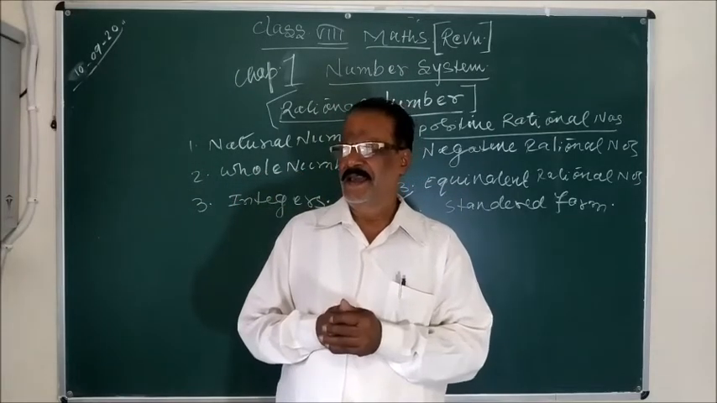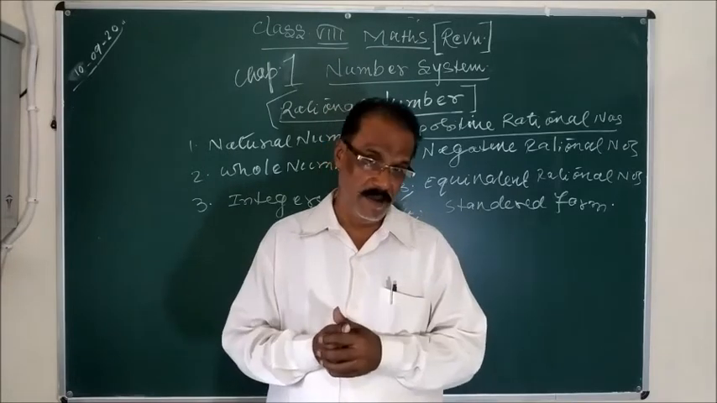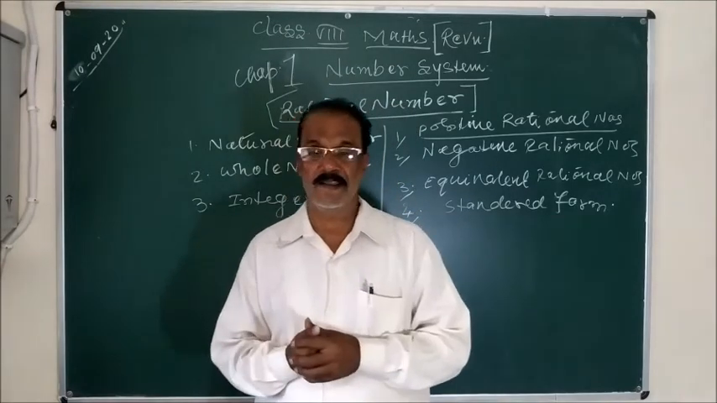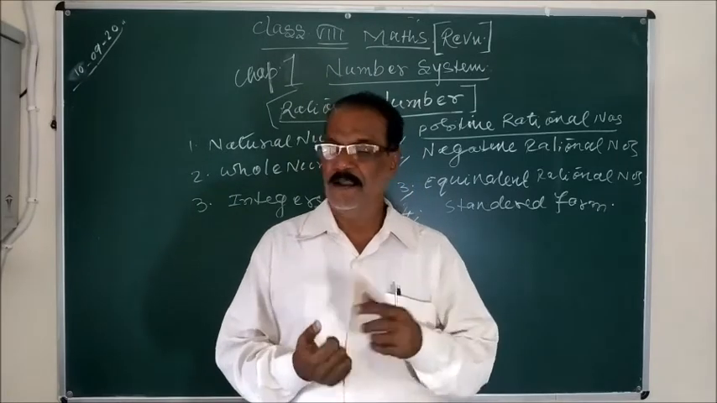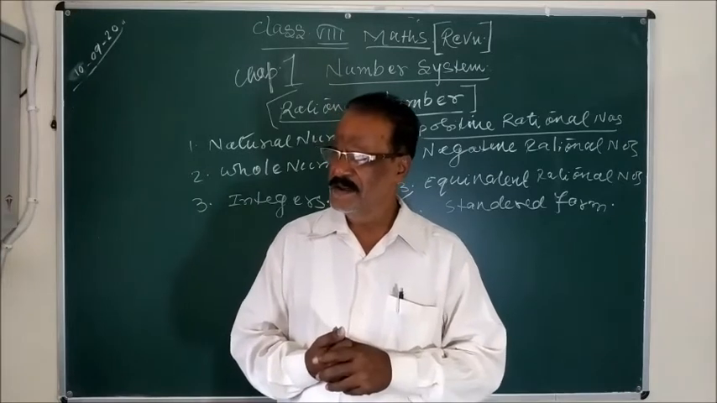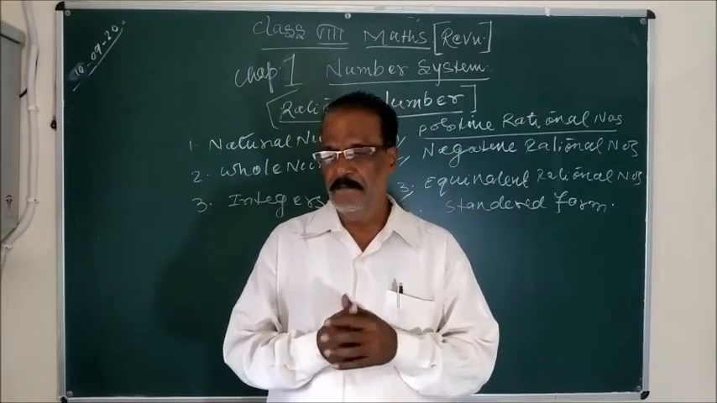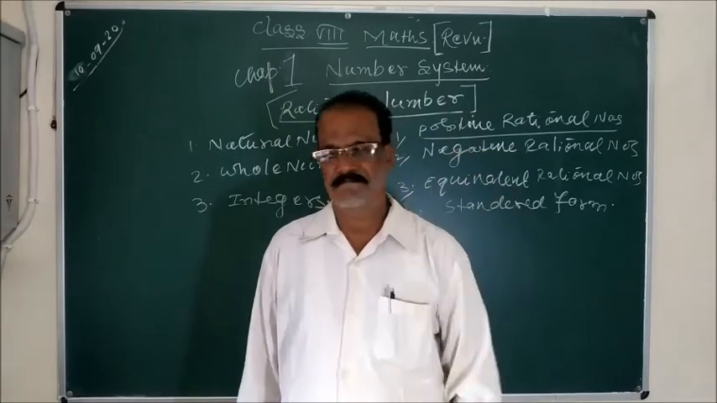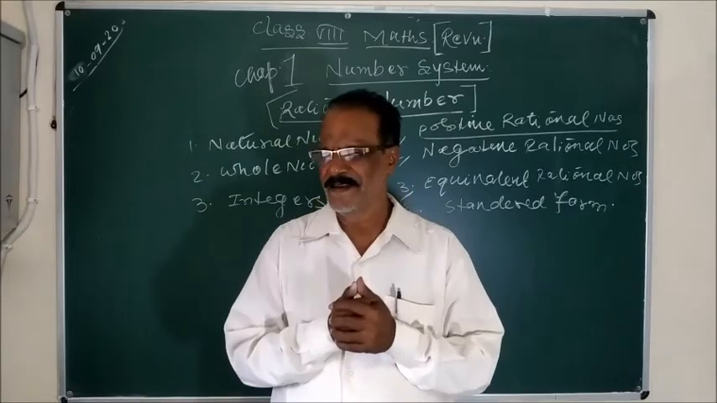If I say, there is no end of these natural numbers. If you say 100 is the last number, no, 101. If you say 101 is the last natural number, no. This means there is no end of natural numbers. But we know the lowest natural number is 1. The lowest natural number is 1.